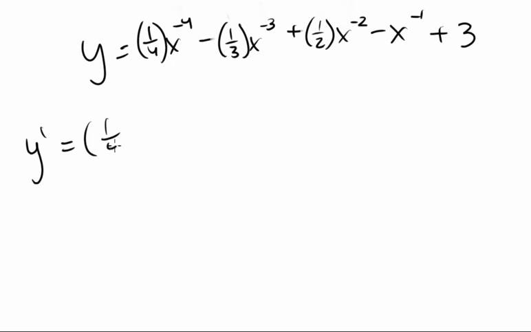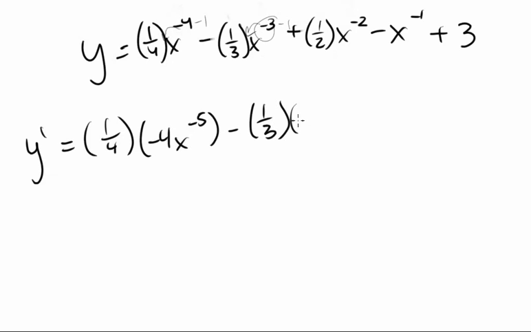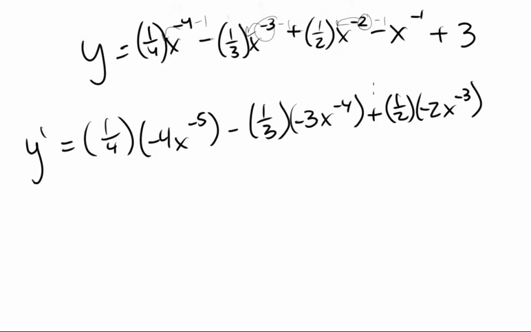That 1/4 is going to stay. Even though we have a negative exponent, it doesn't change anything. We're still going to use the power rule, so we move that to the front and subtract 1 from the exponent, so we get minus 4x to the minus 5. Here 1/3 comes back, move it to the front, subtract 1, so we have minus 3x to the minus 4, plus 1/2, move to the front, subtract 1, minus 2x to the minus 3. With our next term we move that to the front as well, so we get minus x to the minus 2, and the derivative of plus 3 is just 0. Now we can simplify. We got y prime, so that 4 cancels, but we still have that negative, which gives us minus x to the minus 5.